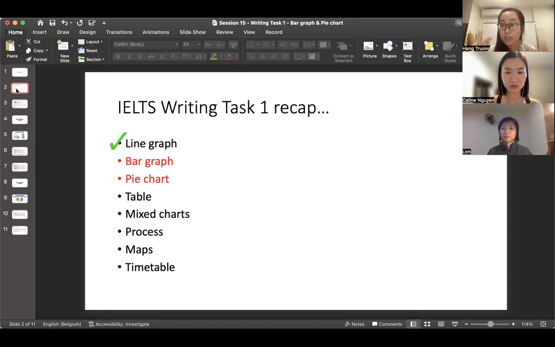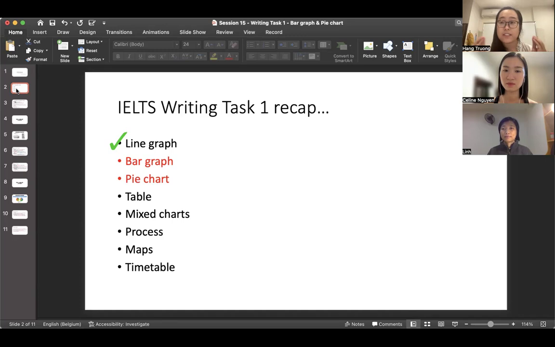Today we will continue with bar graphs and pie charts. Remember, IELTS writing task one is just a simulation, and it is a language test. So as long as you can identify what kind of graph is being presented to you, is it a line graph, is it a bar graph, is it a pie chart, and then you are able to use the appropriate language to describe the key trends in the graph, then that's a success. It's really not difficult, really not difficult.